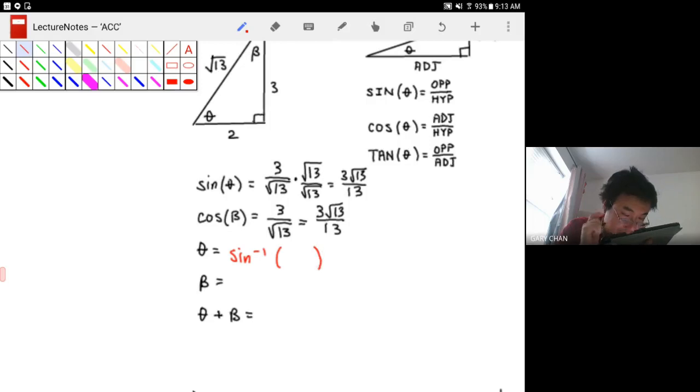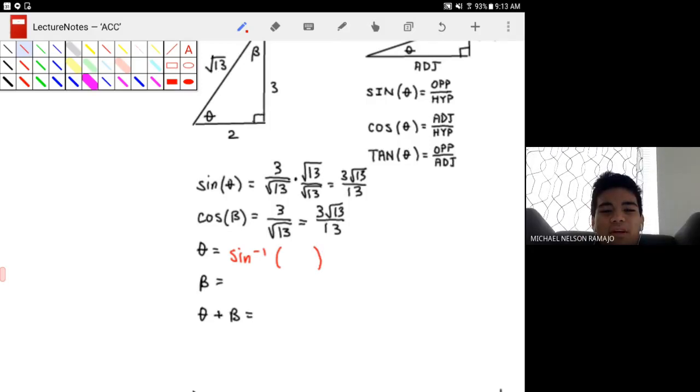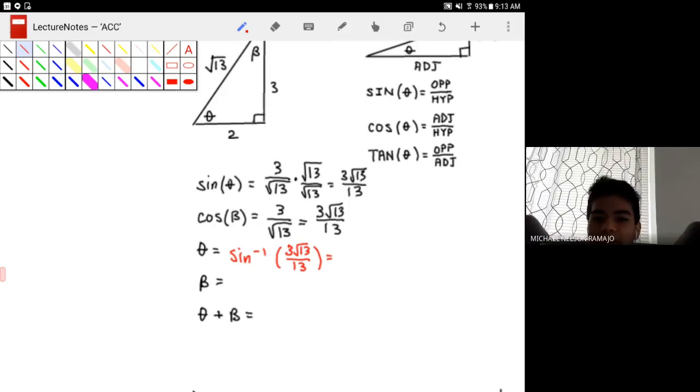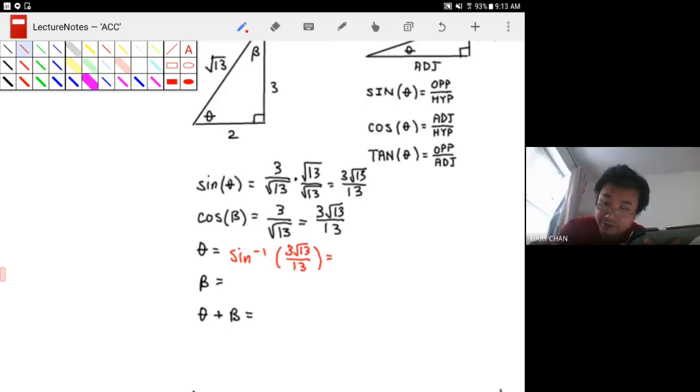Michael, what do we put in for arc sine? 3 radical 13 over 13. That's right. So 3 radical 13 over 13. And I want you to take your calculator and actually punch that in and tell me what you get as a result. Who here has their calculator handy? I have it. Mike, do us the honors. Okay. And I want others to do the same, just to confirm, because it's good to check on everyone's work.